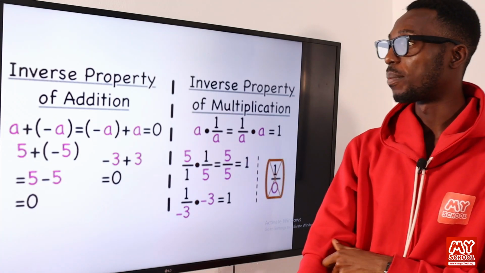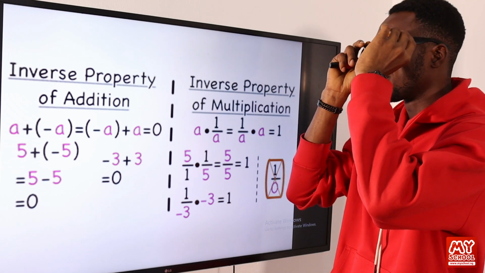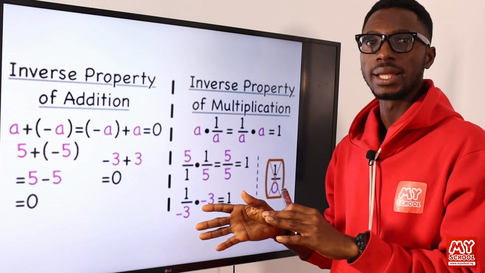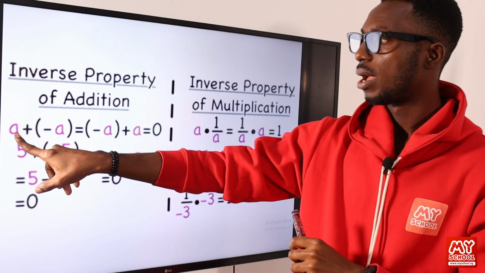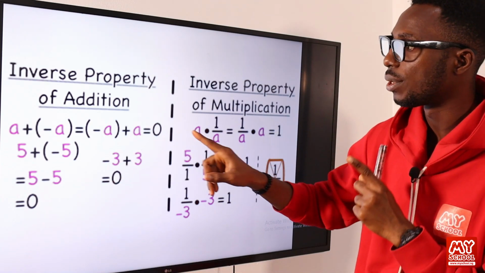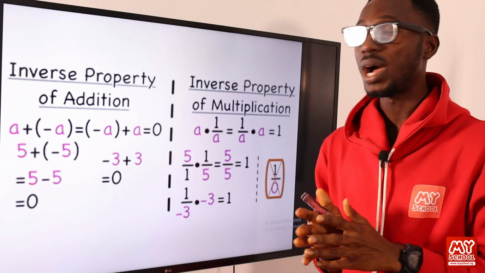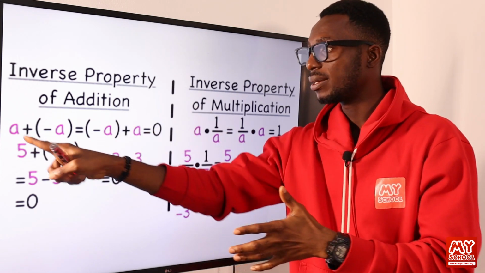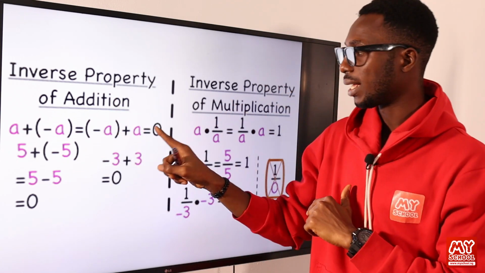So we have some examples just to buttress our properties. We have the inverse property. Let me use this to explain it. Look at this: a plus minus a is the same thing as minus a plus a, and should give you 0. This is the element, and this is its inverse. For addition, you are looking at the value that you combine with the original element to give you an identity element, and that is 0.